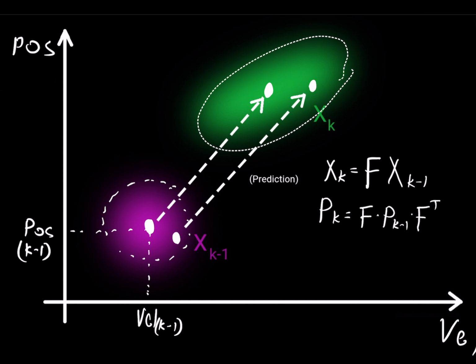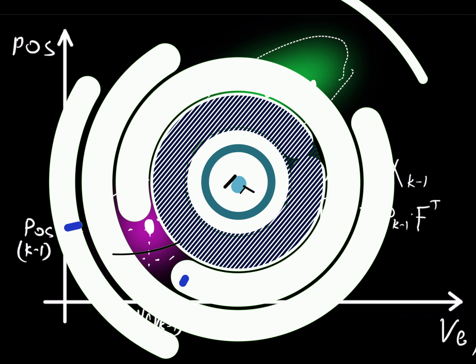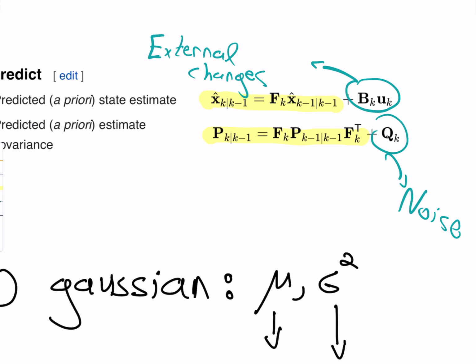The first is to pay attention to changes not related to the state vector but that affect the system, for example, acceleration. The next thing is to pay attention to noise, which is always there. Every system has noise, but here we ignored it. In the next video, we will introduce those two things and we will have the complete prediction equations.